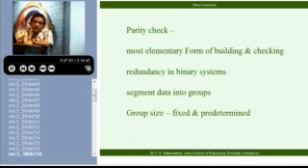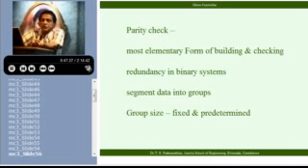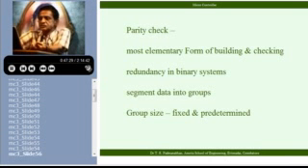Now, adding a parity bit forms the most elementary form of building security or redundancy in a digital system or in any system. As I told you, binary number system is possibly the most elementary form of number system or logic system. Just extending that, if you build one parity bit into a set of bits, that forms the most elementary form of building redundancy or security in the system.